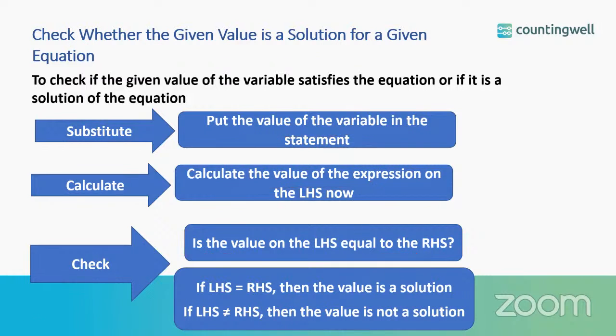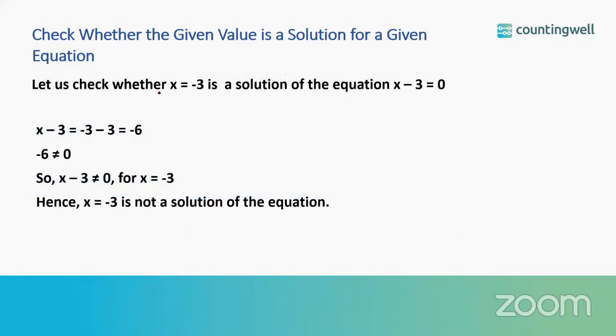Let us see one example. Let us check whether x equal to minus 3 is a solution of the equation x minus 3 is equal to 0. So we substitute x equals minus 3, which gives us minus 6. As minus 6 is not equal to 0, x equal to minus 3 is not a solution of the equation.